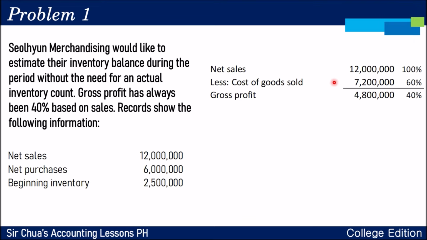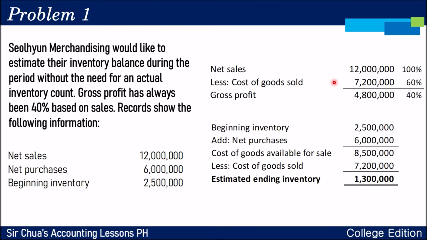And we're now ready to compute for the estimated balance of ending inventory. We start with your beginning inventory of 2,500,000, this one. And then add po natin yung ating net purchases na 6 million. Lahat po ng pwedeng ibenta during the period is 8,500,000. Ma-minus po natin yung nabenta na natin, which is 7,200,000. The estimated cost of ending inventory is just the difference between the two, which is 1,300,000. Now, saan po natin gagamitin yan?